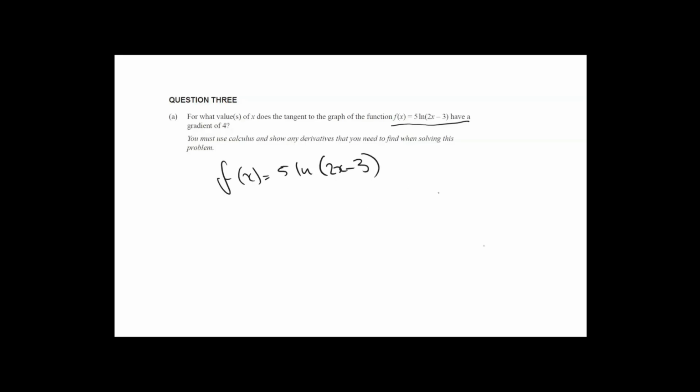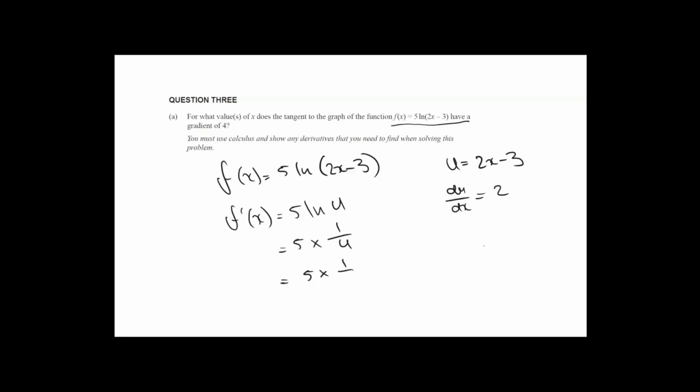2x minus 3, I'm going to use the chain rule. So u is going to be 2x minus 3. So du dx is going to be 2. And f dash of x is going to be 5 times the natural log of u, which is 5 times 1 over u. And now we've got enough. So we've got 5 times 1 over u times 2, which is 10 over u.